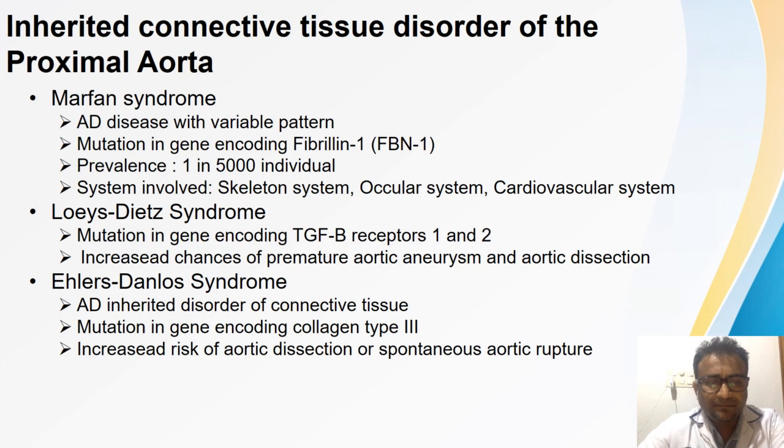Another syndrome of this family is Ehlers-Danlos syndrome. It is also an autosomal dominant disease with variable penetration. There is a mutation in the gene encoding collagen type 3. The defect in collagen type 3 presents with variable clinical manifestations. Patients with Ehlers-Danlos syndrome also have an increased risk of aortic dissection as well as spontaneous aortic rupture.